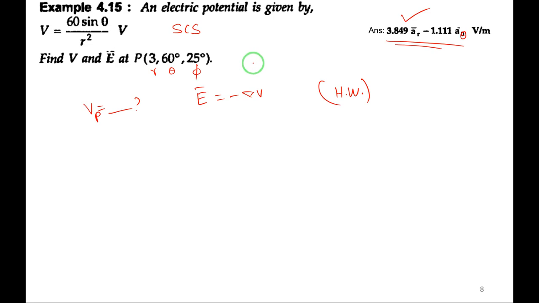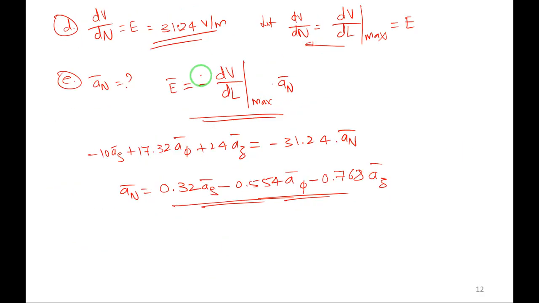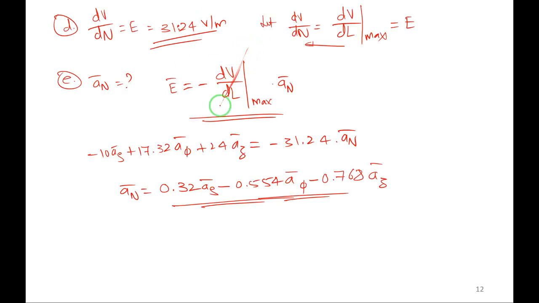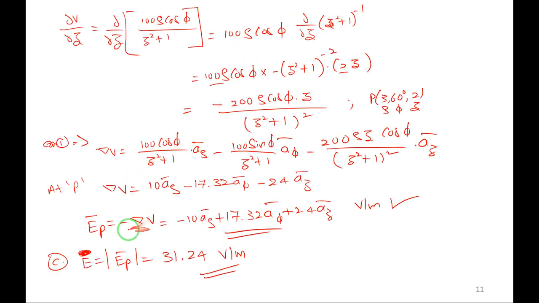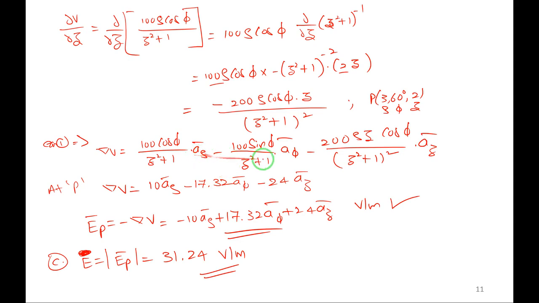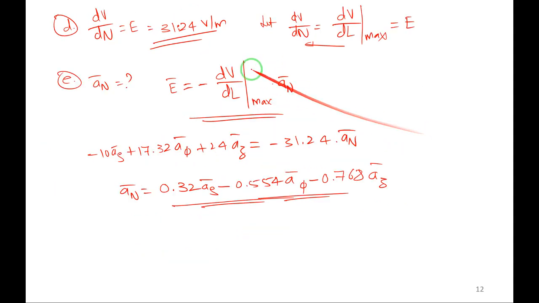So rho_v is equal to del dot of D vector. What is D? D equal to epsilon naught E. So don't take this E vector at point P. Take the general vector, E equal to minus del V, and multiply by epsilon naught for D. Then apply the divergence. This is in rho, phi, z, which means the cylindrical coordinate system.